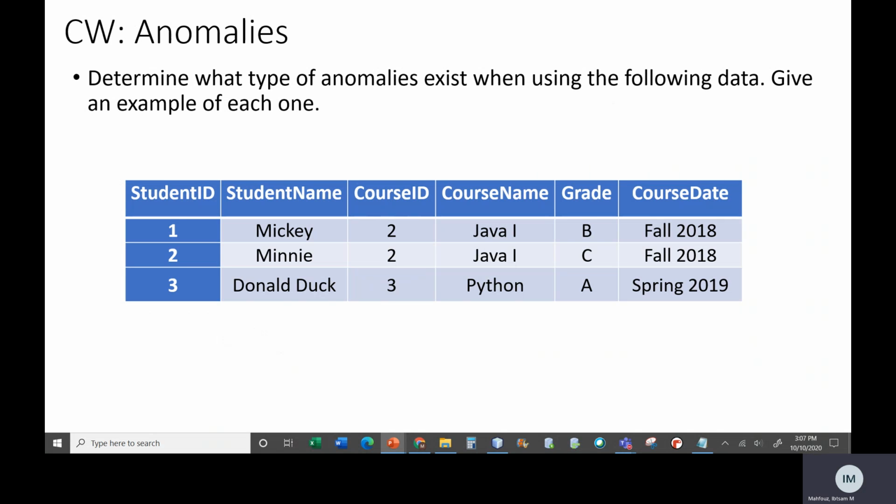So for this classwork, what I want you to do is look at this table. I want you to determine the anomalies that exist. So the insertion, update, and deletion. Think of these three, and I want you to give an example of each one. So say if I insert this data, if I update this data, if I delete this data, what would happen?